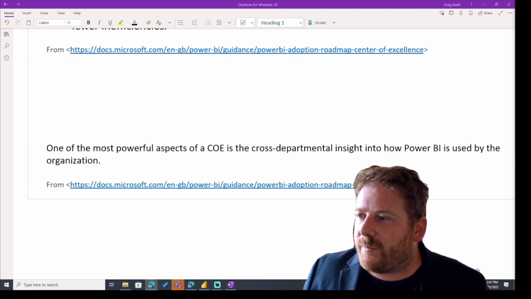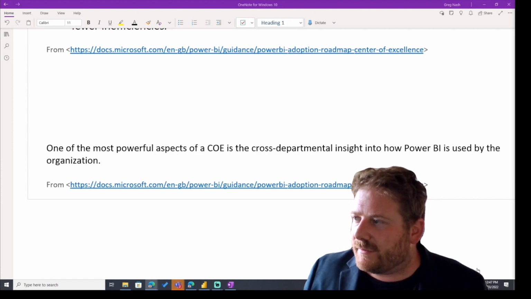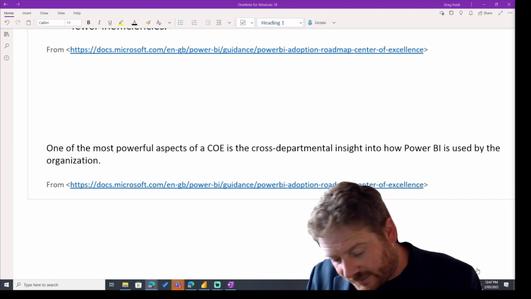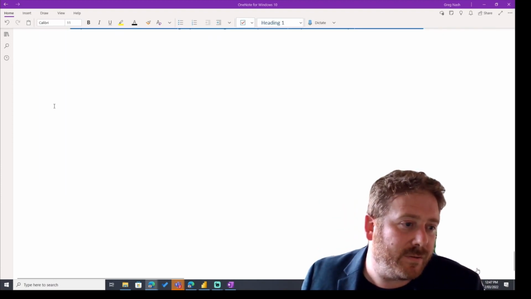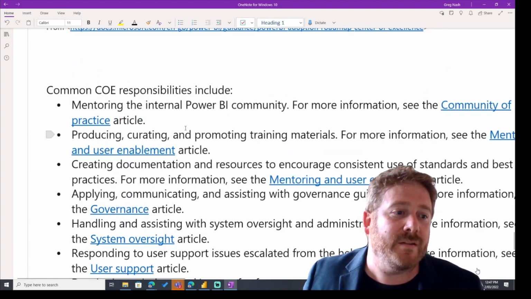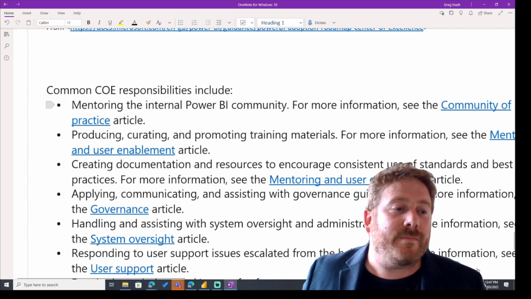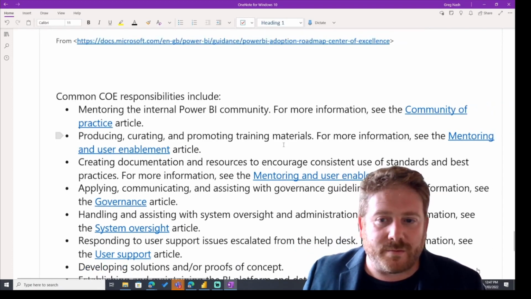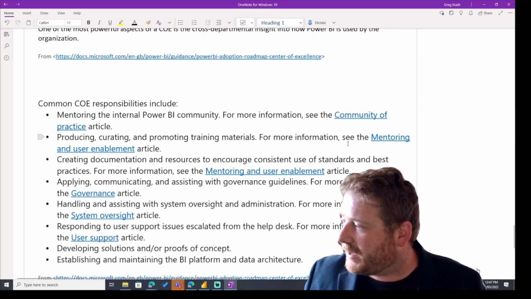What is the scope of the COE responsibilities? So obviously this varies significantly, but let's have a look at the scope of their responsibilities. Oof, that's a lot of words. I'm going to just zoom this out a little bit so my head isn't over everything.